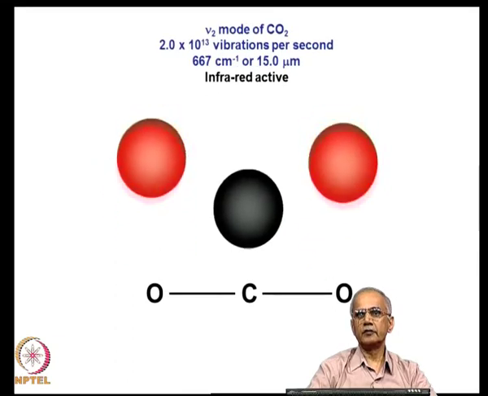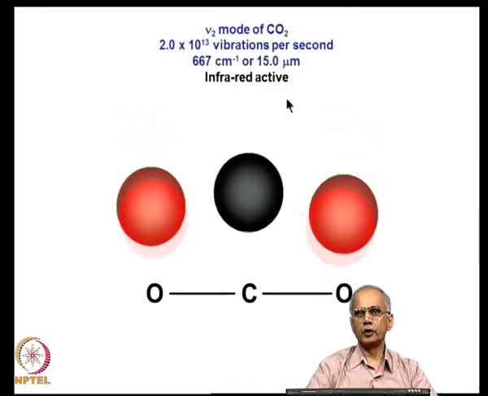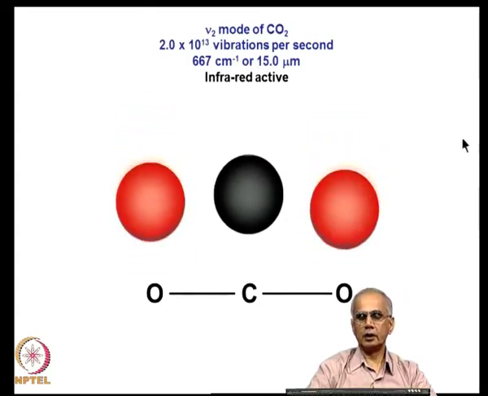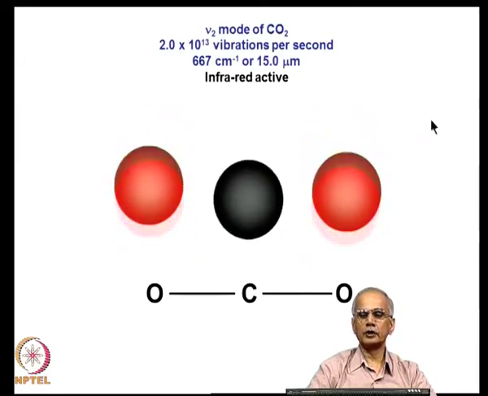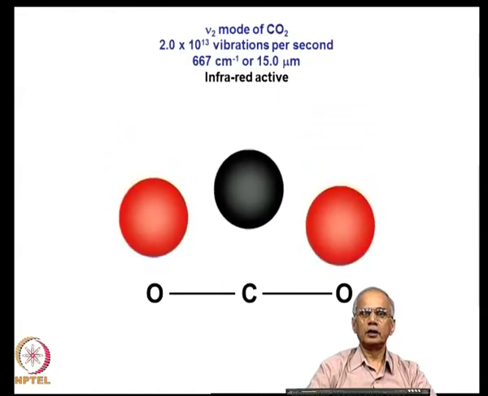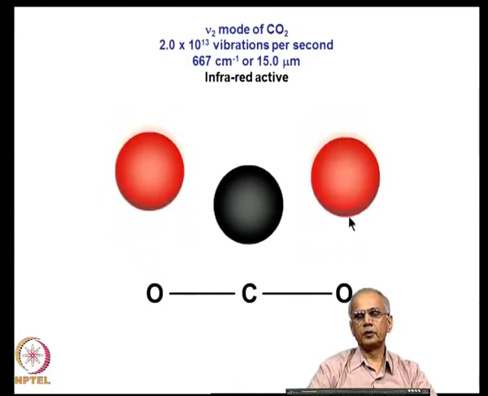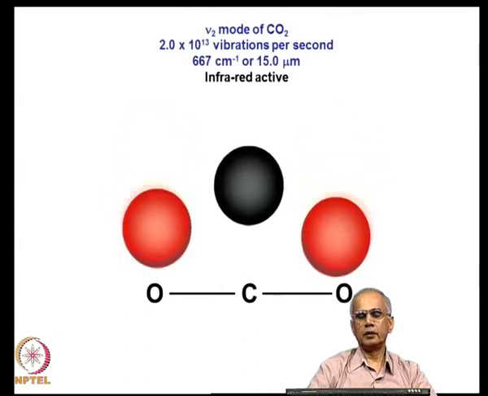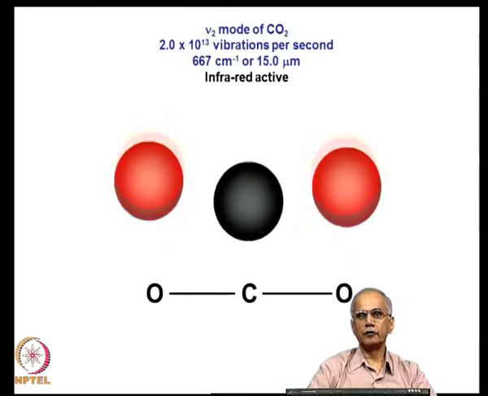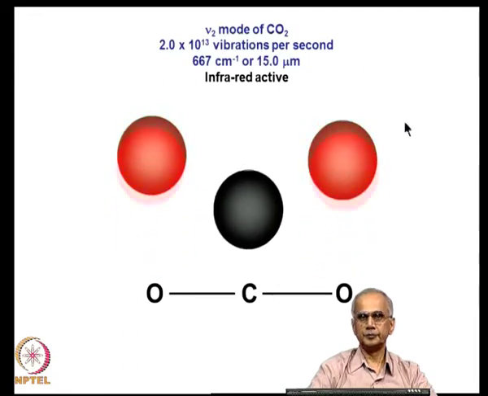And the next is bending, where the atoms go up and down, and you see clearly that this mode occurs around 15 micron, and this is a very important absorption band of carbon dioxide, because it comes very close to the region where Earth emits maximum radiation. From Wien's displacement law, you know that a body at a temperature around 300 Kelvin will have maximum radiation emitted around the 10 to 15 micron range, and it is in this region that carbon dioxide absorbs maximum radiation.